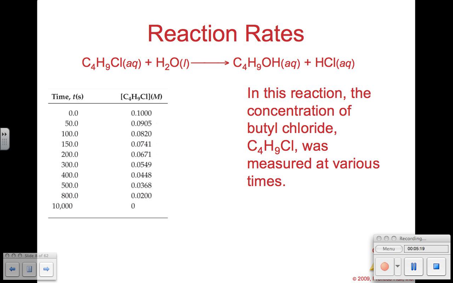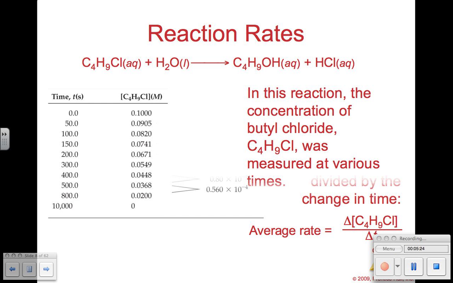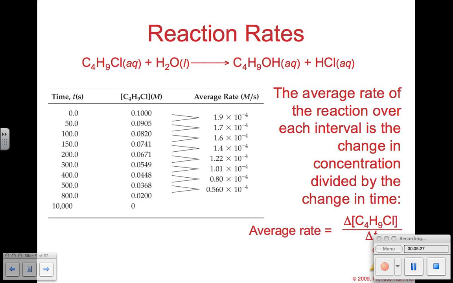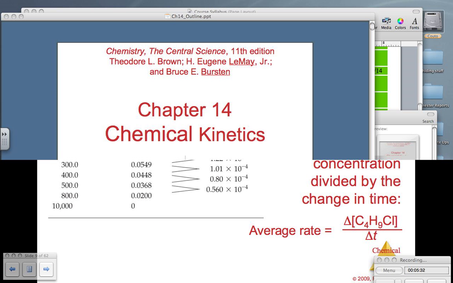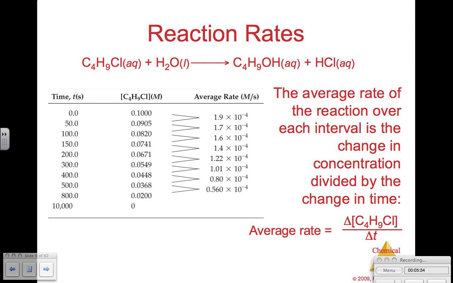But over time, measured in 50-second increments, the quantity or the amount of the butyl chloride slowly goes away. So the rate of reaction can be measured by this lower part here. The average rate is equal to the change in the concentration. The brackets around the butyl chloride stand for concentration. So the change of concentration over the change in time.